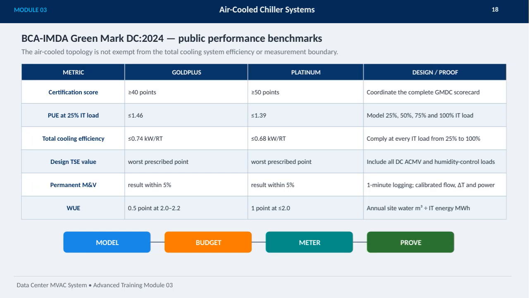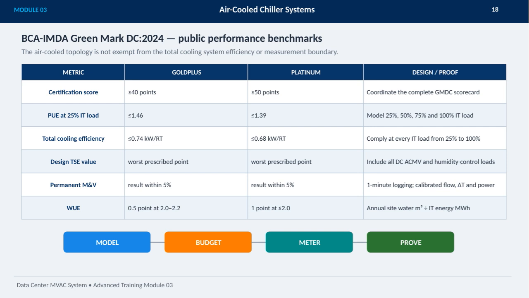Here we focus on air-cooled chiller systems within Data Center MVAC setups, particularly under the BCA-IMDA Green Mark DC 2024 benchmarks. It's important to understand that the air-cooled topology must meet overall cooling system efficiency standards and measurement boundaries. The performance certification is divided into Gold Plus and Platinum levels, with scores starting at 40 points for Gold Plus and 50 points for Platinum.